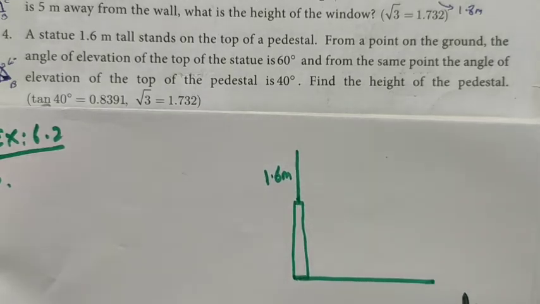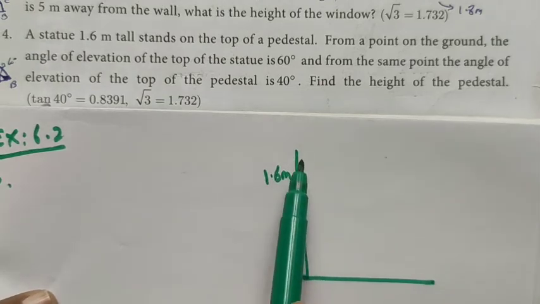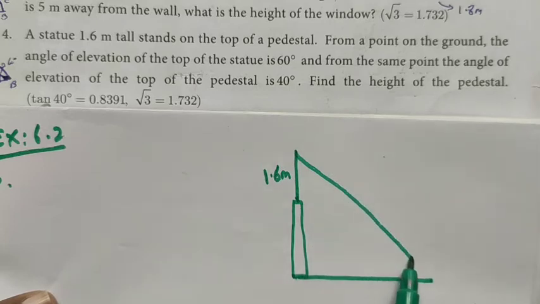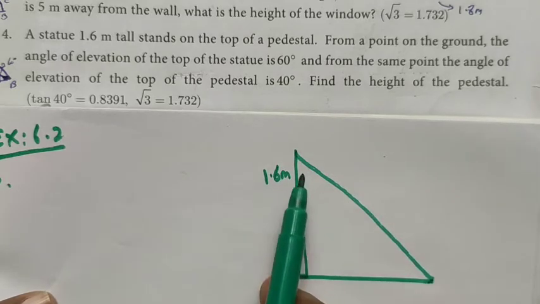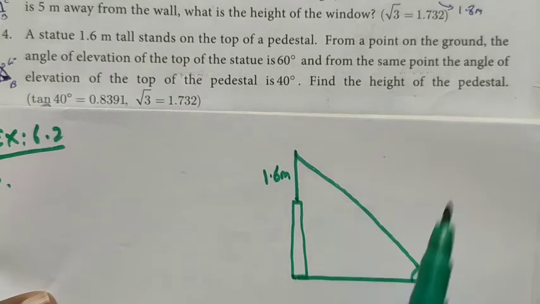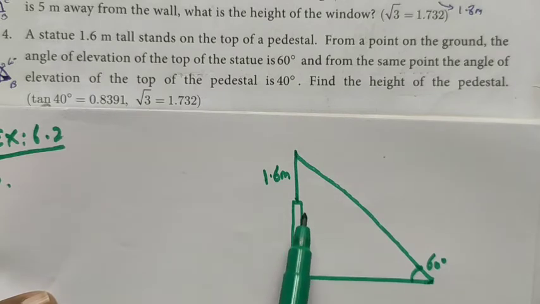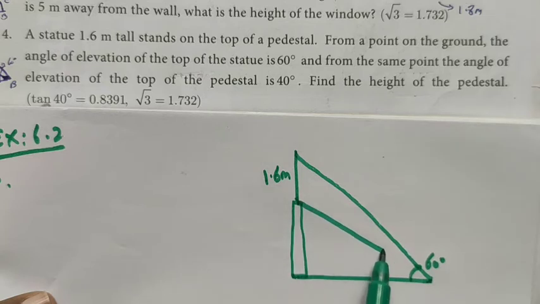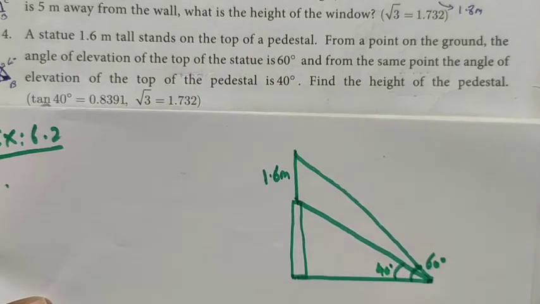From the point on the ground, the angle of elevation of the top of the statue is 60 degree. This one is 60 degree. From the same point, the angle of elevation of the top of the pedestal, this is the top of the pedestal, is 40 degree. This is 40 degree. Now we want to find out what is the height of this pedestal.